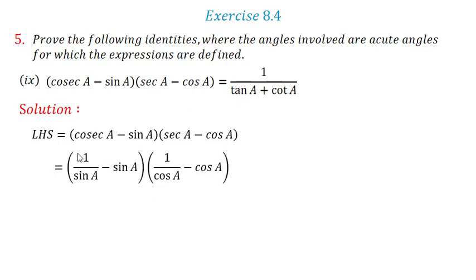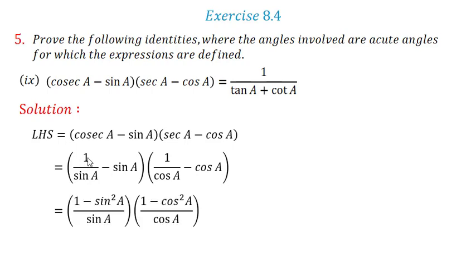This cosec A I will write as 1 upon sin A minus sin A, into this sec A I will write as 1 upon cos A minus cos A. So here if I simplify, it is 1 minus sin square A upon sin A, and here it is 1 minus cos square A upon cos A.